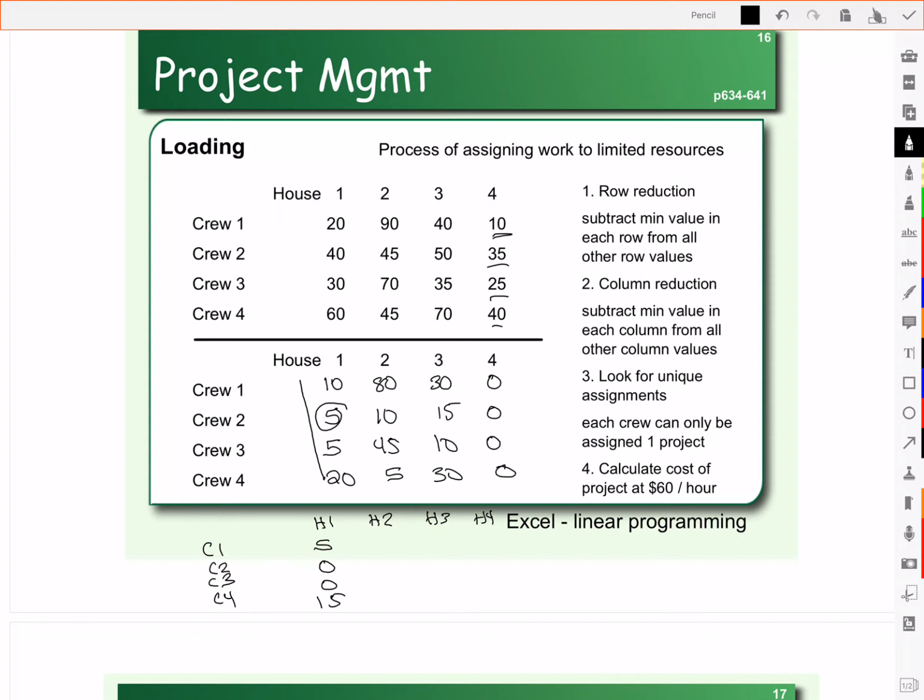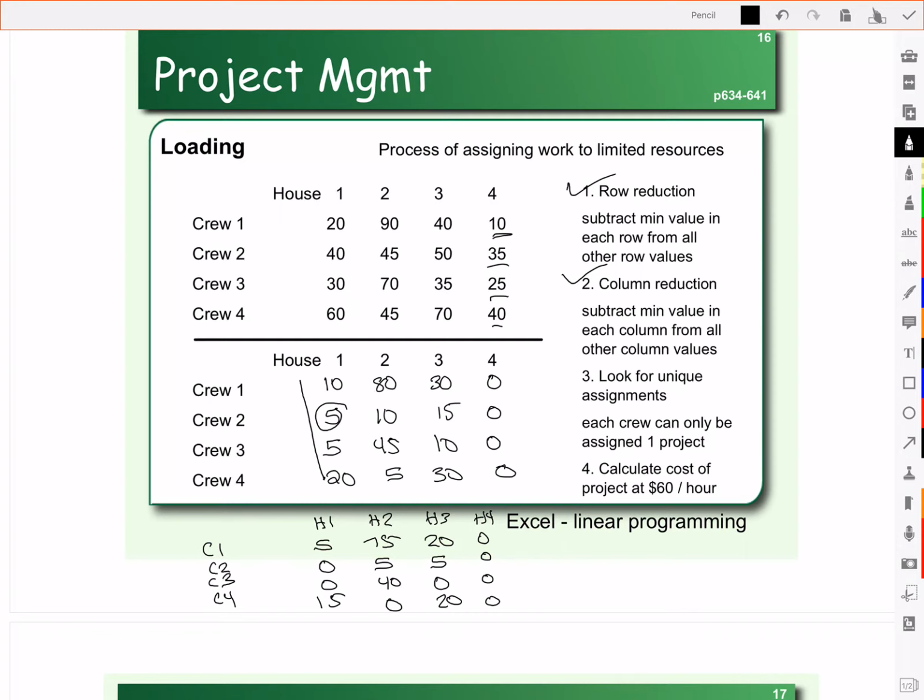In the house 2 column, the smallest number is 5. So let's subtract 5 from everything in that column. So 75, 5, 40, and 0. Then in the house 3 column, the smallest number is 10, so we do 20, and 5, and 0, and 20. And in the last column, all the numbers are 0, so you're subtracting 0, since it's the lowest number, from zeros, and you get more zeros.